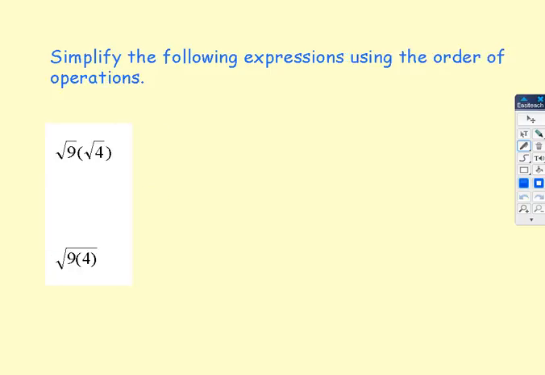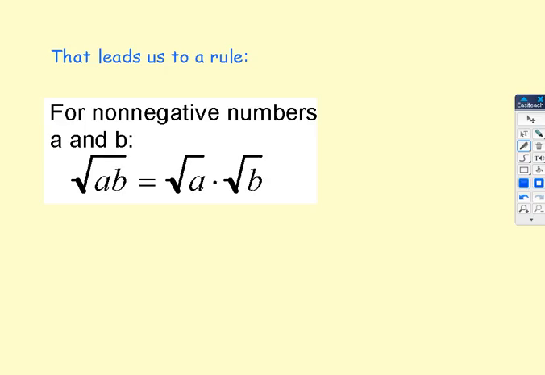All right, now we're going to simplify these. Again, this is pretty easy. We're simplifying a radical times a radical. Well, the square root of 9 is 3 times the square root of 4, which is 2. That is equal to 6. And I want us to look at something here. Now I'm going to do the square root of 9 times 4, which is the square root of 36, which again is 6. This is going to lead us to a rule that is important.